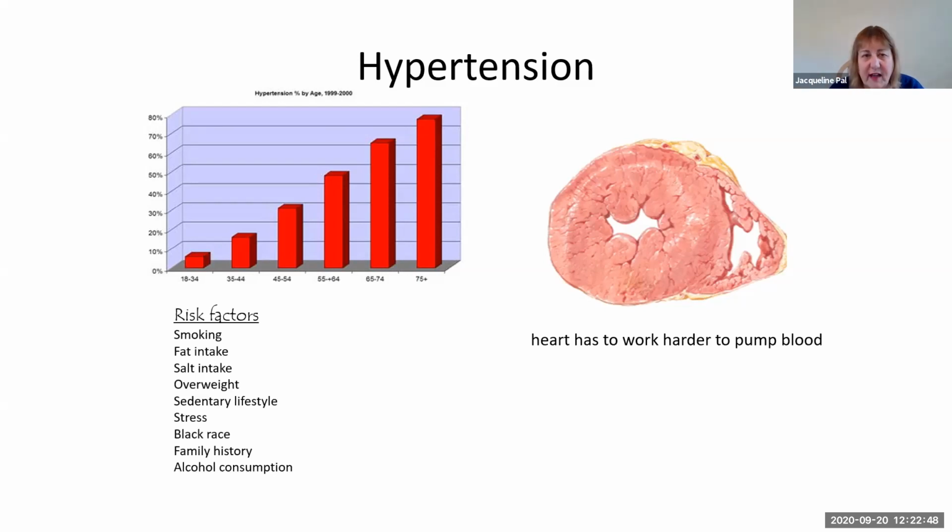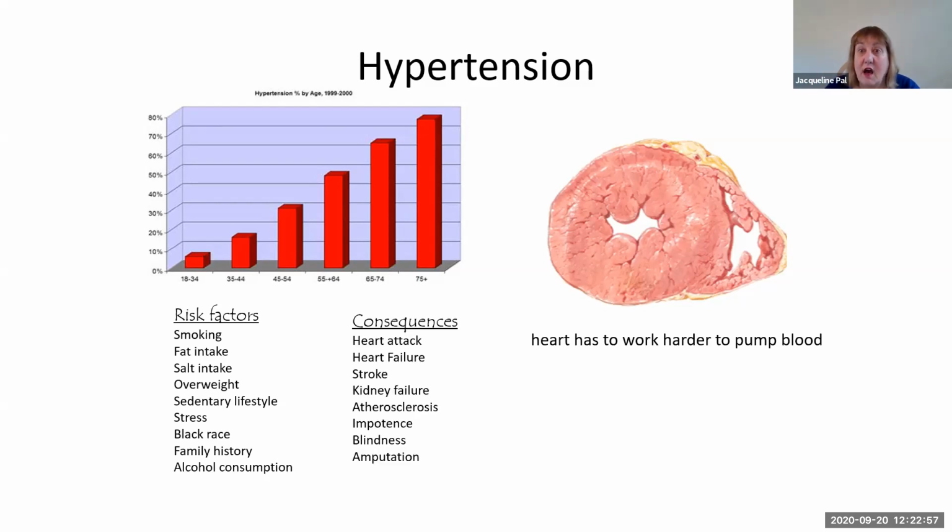So there are a lot of risk factors for high blood pressure. I'm not asking you to memorize these for labs. They're just there for your own edification, as well as a list of consequences. I will say for men, one thing that often catches their attention is the impotence, because the small blood vessels to the penis are affected just like the small blood vessels everywhere else in your body.